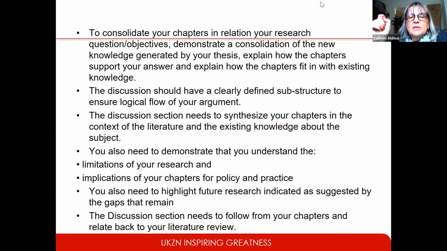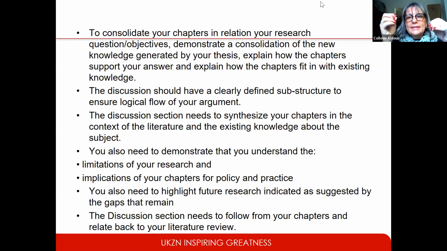And it also needs to demonstrate that you understand the limitations of your research and the implications. You should also highlight future research. Remember, you might want to do a postdoc. Think about what a postdoc would do and what gaps remain that you could not cover. And it needs to follow your chapters and also keep referring to your scoping review or your literature review. I always like a scoping review, but also make sure you've got new, more recent research quoted in your discussion.